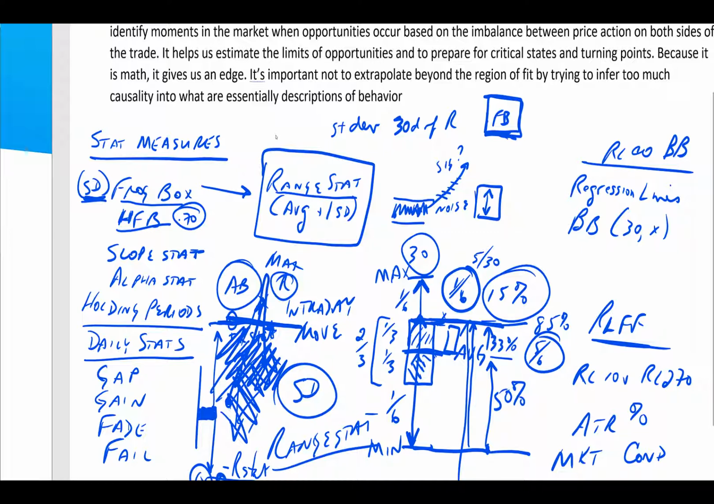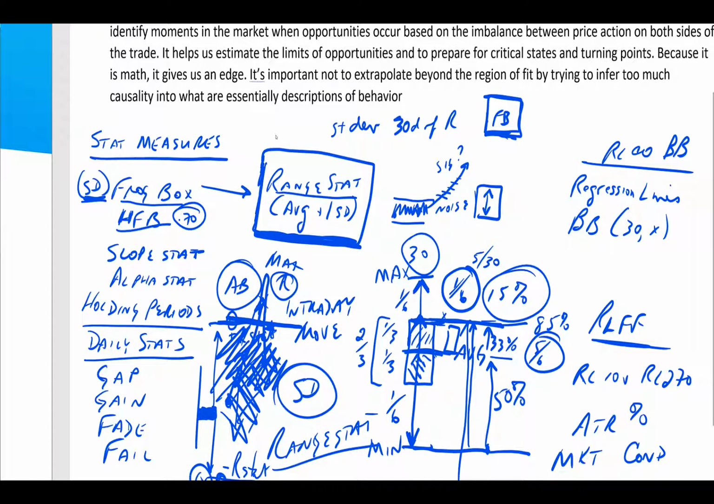So this is how we're using descriptions of price behavior to help shape our strategic and operational and tactical response to price behavior. We're not predicting, we're simply ensuring that we know the difference between normal and abnormal using statistical measures. And that gives us an edge.